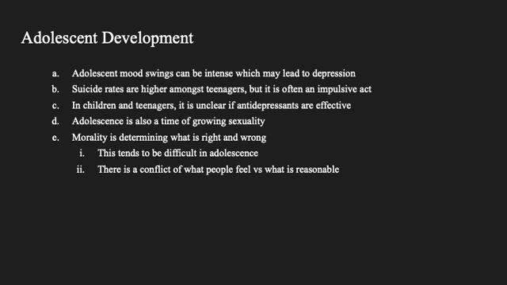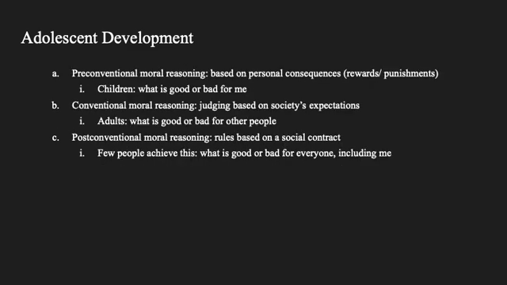Morality is determining what is right and wrong. This tends to be difficult in adolescence, and there's a conflict of what people feel versus what is reasonable. Pre-conventional moral reasoning is based on personal consequences or rewards and punishments. In children, it is what is good for me. An example is children: what is good or bad for me.